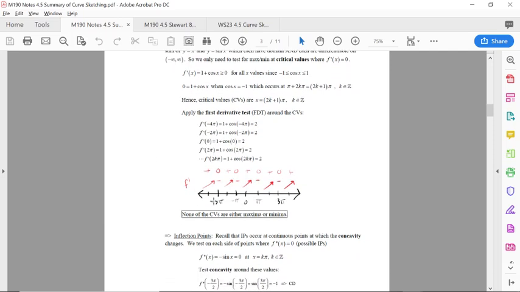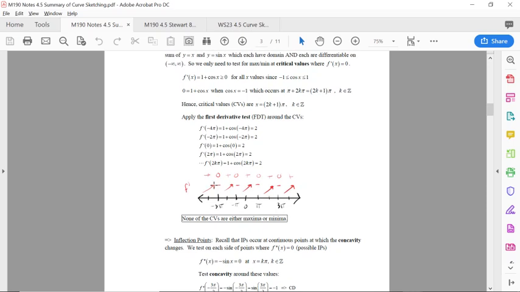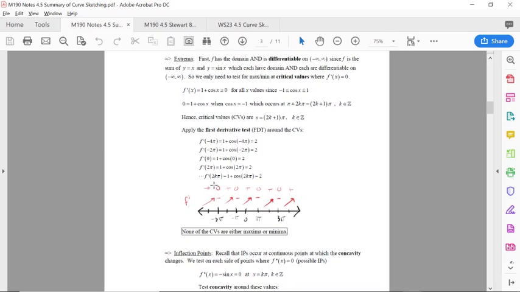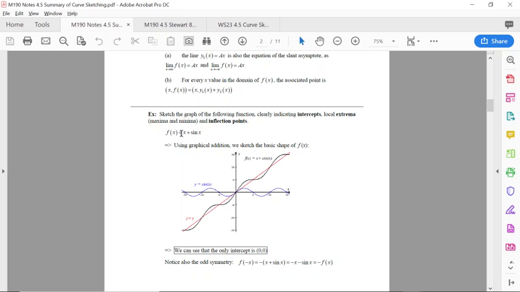Okay, so none of these critical values are either maxima or minima. We have no local maxima and no local minima. We also know that we have no absolute maxima and no absolute minima. Why? Again, we can take the limit of this as x goes to infinity and find that the limit is going to infinity.